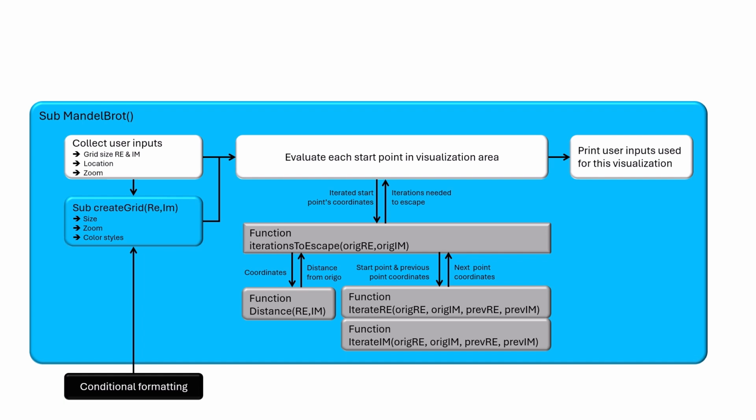Finally, we need to build a couple of simple sub-functions to streamline our work. First, we need a function to calculate a complex plane point's distance to origo using Pythagorean formula. Secondly, we need a pair of functions to iterate what are the next iteration's real and imaginary coordinates, given the original start point and the previous iteration's coordinates. And with that, we're done.